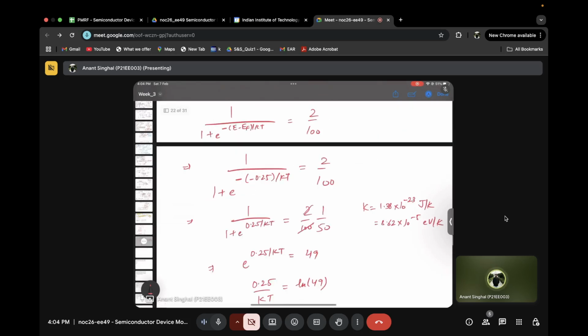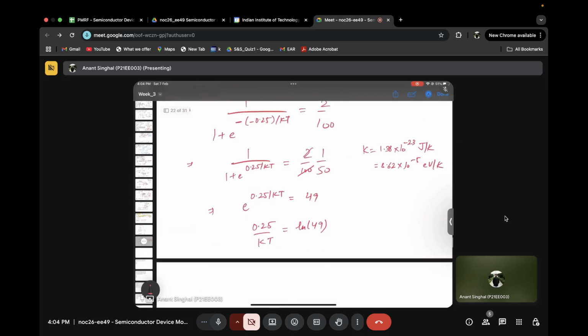Are you all able to understand these calculations? Any doubts?